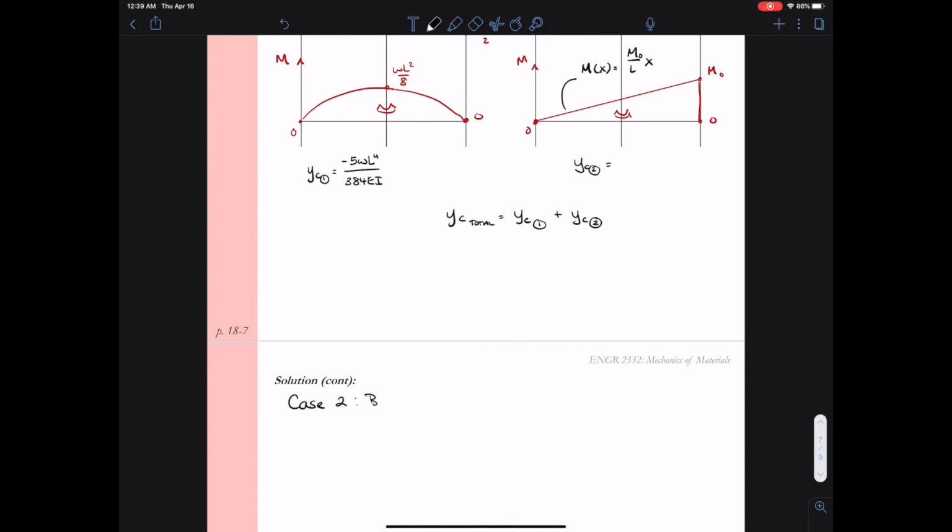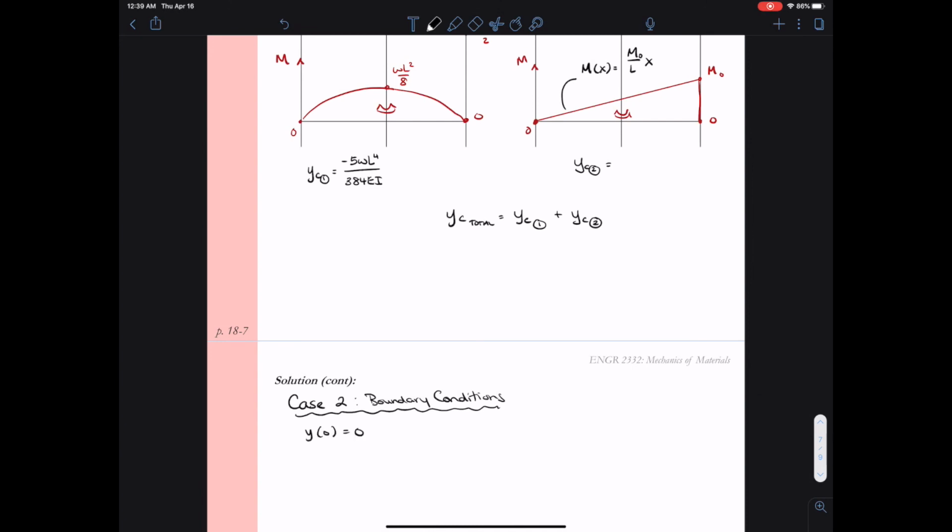Now, like we begin with all of our bending deflection problems, we identify boundary conditions. So go ahead and identify those boundary conditions for case 2 and then try the method of integration. When you're ready, start the video back up here to get a full explanation.